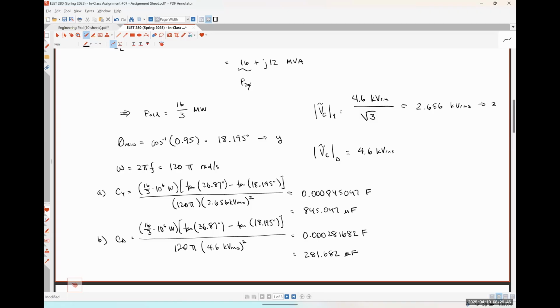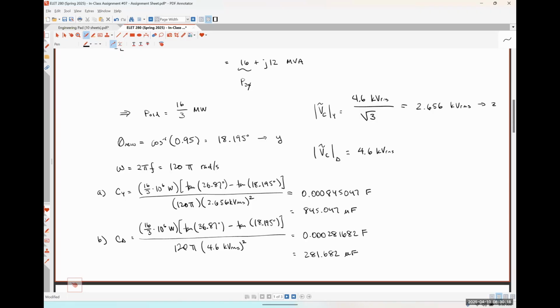Okay, so I want you guys to do me a favor real quick. What's the relationship between CY and C delta? Like, what's the ratio of those two things? Throw it in your calculator. It's not root 3. Three. Okay. Anybody care to venture a guess as to why it's 3?